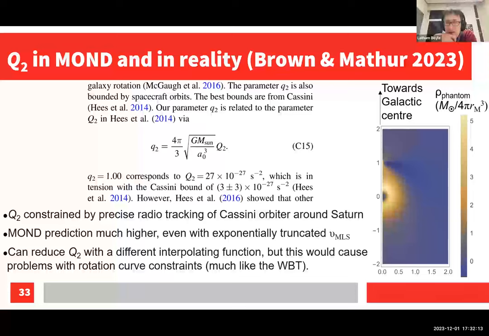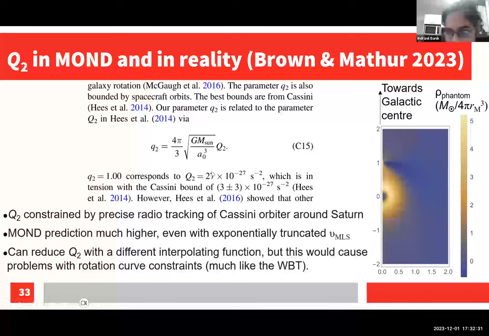So you're saying that in order to be consistent with the inner solar system, they have to take such a sharp cutoff function for that free interpolating function in MOND that it's not compatible with the galaxy. Could you say one more time? That's correct. That is essentially what I was saying.